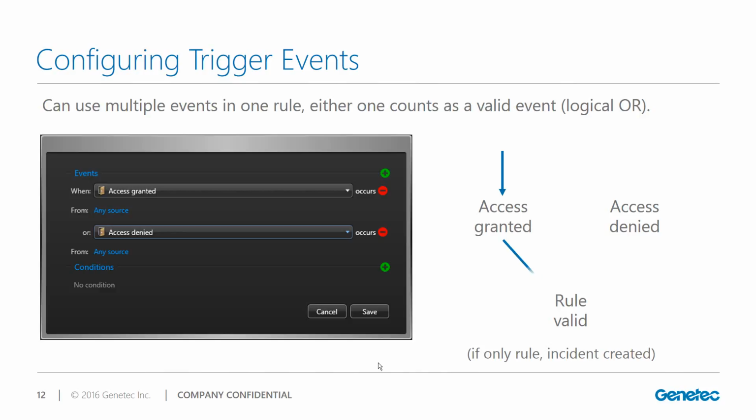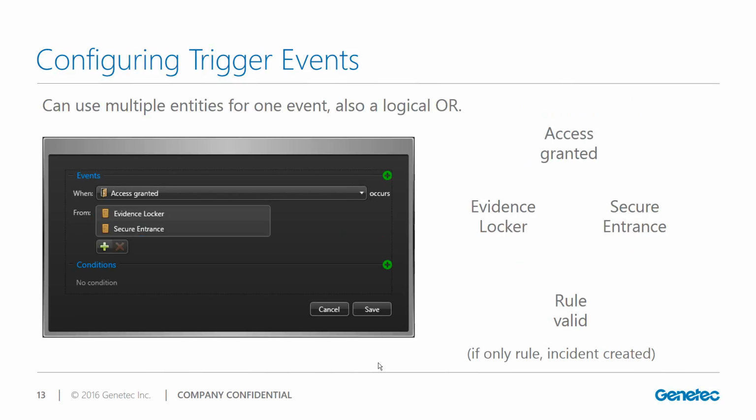So if we get an access granted coming in, we're good to go with the rule. We can keep going with the set of triggers, or if this is the only rule in there, it'll create the incident. And of course, if we get an access denied, that works too. We can also get a valid rule from that, and once again the incident will be created if that's the only rule in the trigger section.